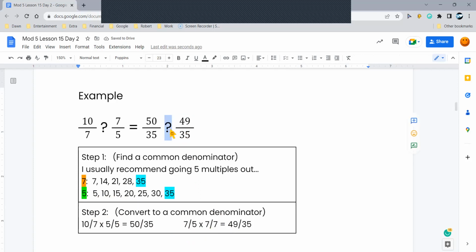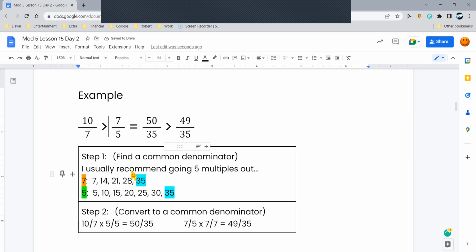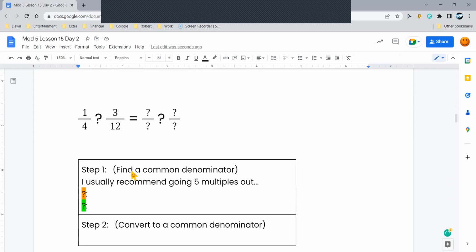And I see that 50 is bigger than 49. So I use my little alligator sign with the big side facing the 50. And then I find out that 10/7 is bigger than 7/5. Let's go look at one more example to make sure we have this.